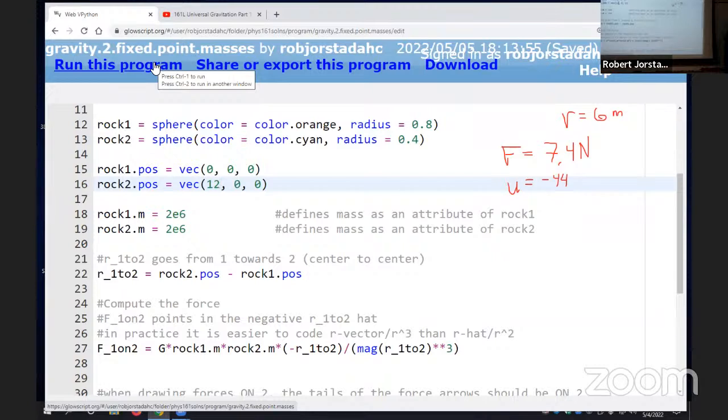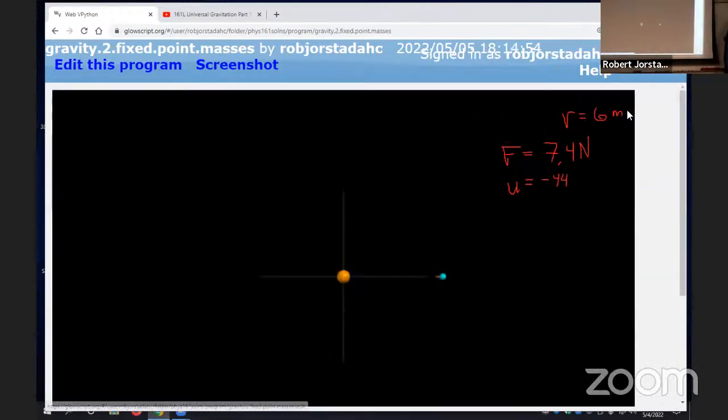I doubled the distance. Will the force double? Will it cut in half? Will it do something else? What about the potential energy? Will it double? Will it cut in half? I'll give you 10 more seconds. Here we go. Double the distance.